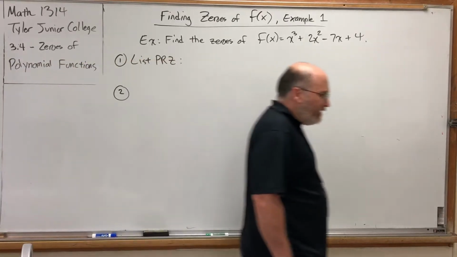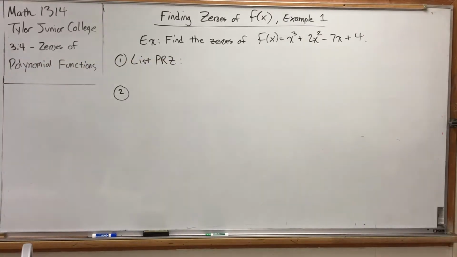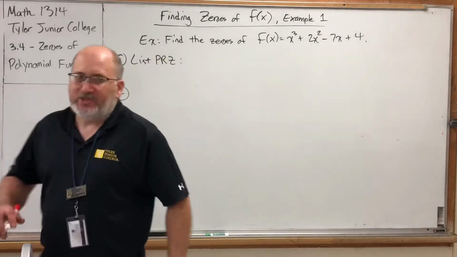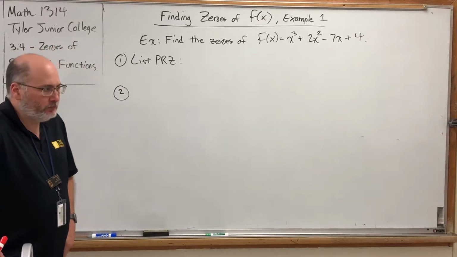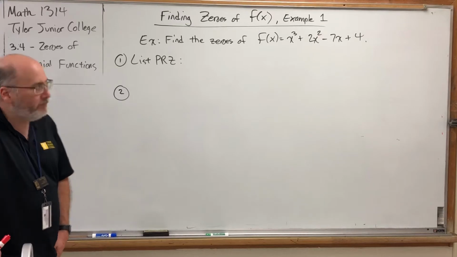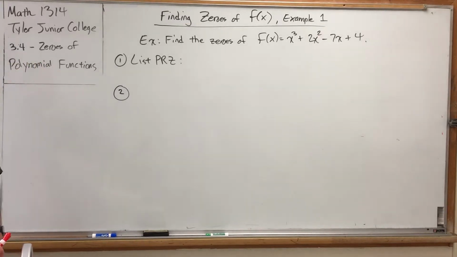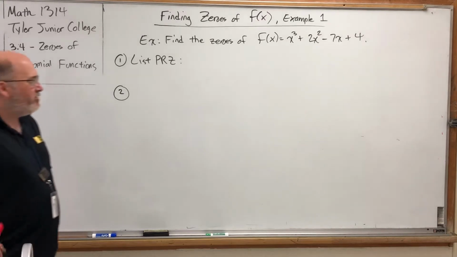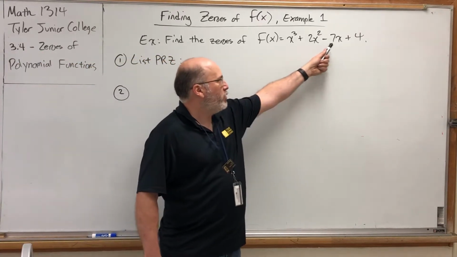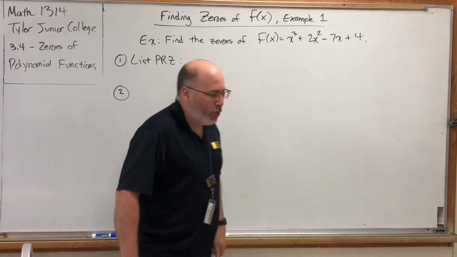In the previous video, we developed the rational zero theorem, which said I can make a list of rational numbers, which includes integers, that might be zeros of your function. But how do we find which ones they actually are, and what do we do when we find them? Well, we're going to answer both of those in this first example. Find the zeros of f of x equals x to the third power plus 2x squared minus 7x plus 4.